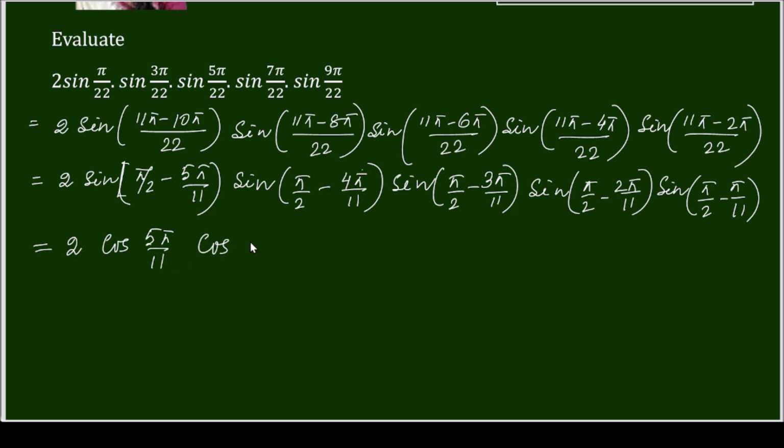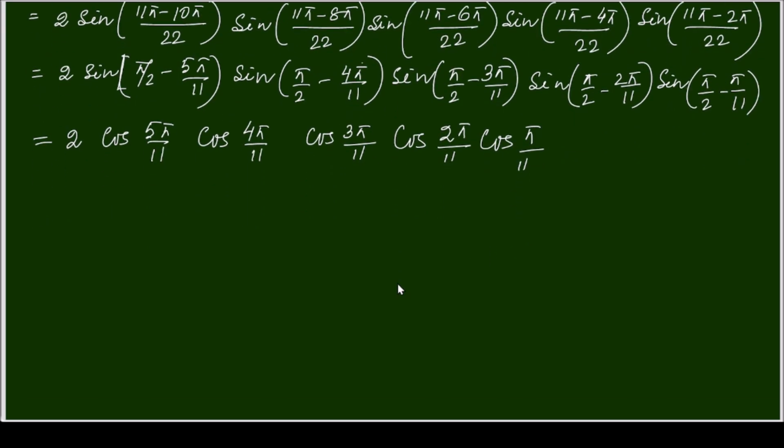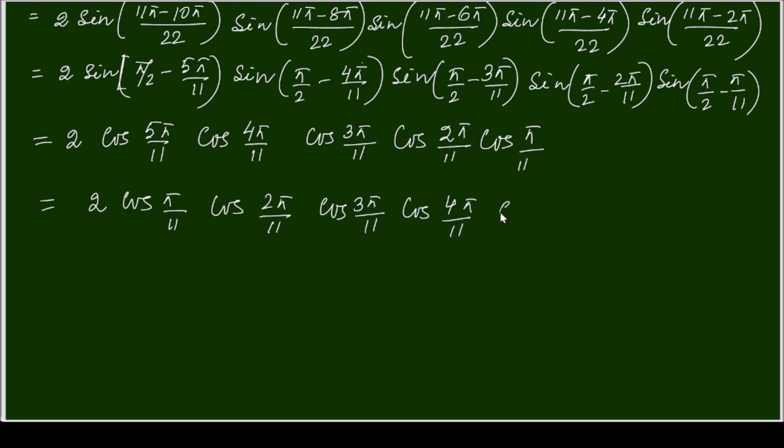Next will be cos 4π over 11, cos 3π over 11, cos 2π over 11, cos π over 11. Now it seems a familiar question. So I'll arrange it in this way. First is 2 cos π by 11, then, in increasing order of theta, cos 2π by 11, cos 3π by 11, cos 4π by 11, and cos 5π by 11.